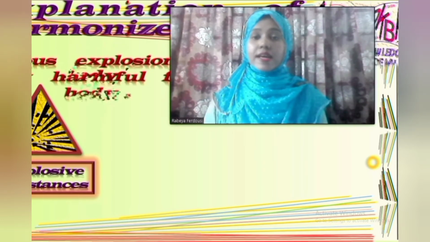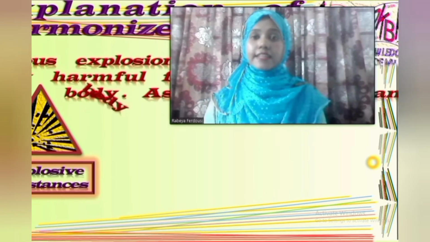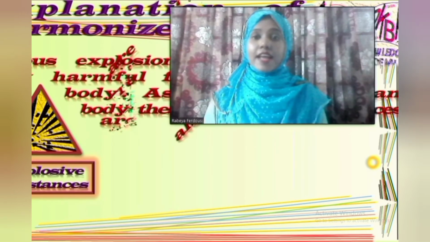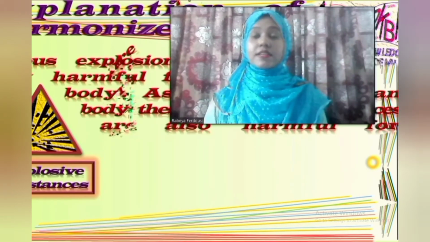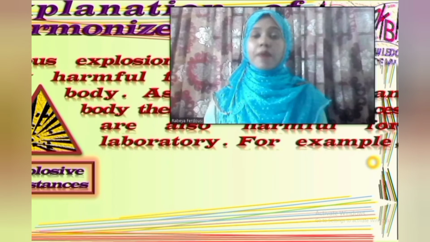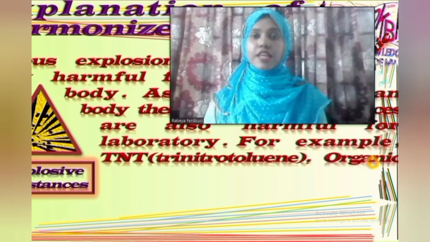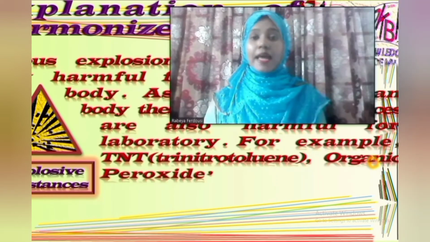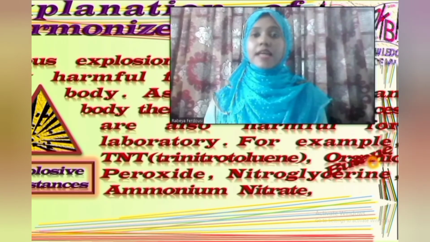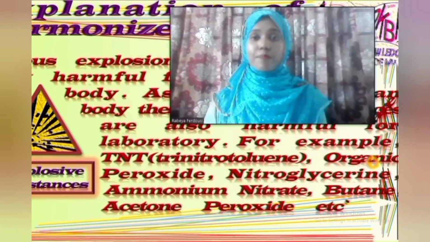Now I want to give you some examples of explosive substances such as TNT, which is elaborately known as trinitrotoluene, ammonium nitrate, nitroglycerin, organic peroxide, butane, acetone peroxide, etc. are some examples of such explosive substances. In case of working with these explosive substances, we must adopt extreme cautiousness in our laboratory.